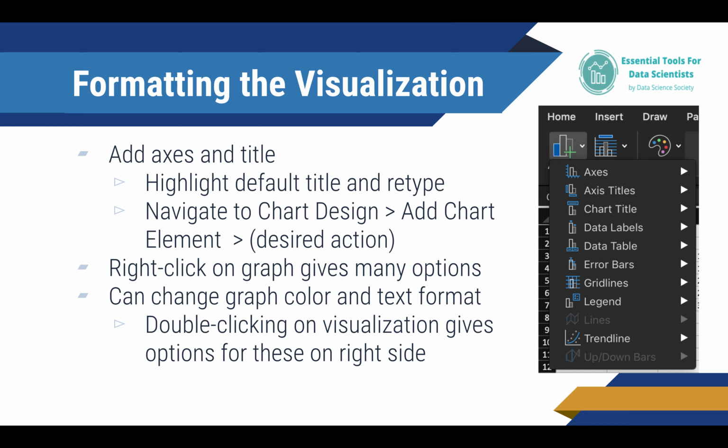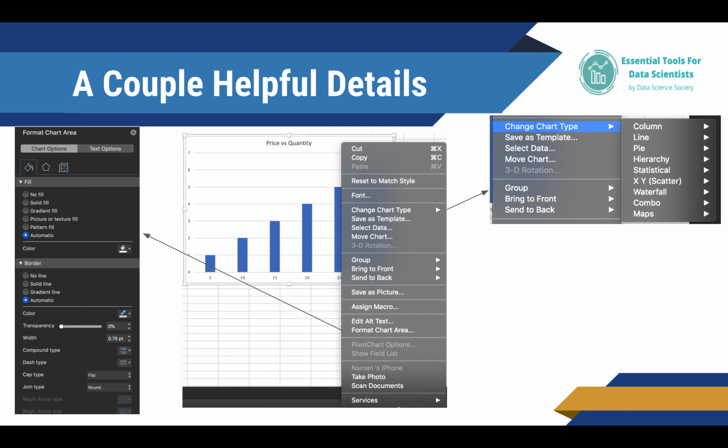Furthermore, right clicking on the graph gives many options itself, and this allows you to change graph color and text format if you double click on it. In fact, if you double click, what you see here on the left will show up, which comes from Format Chart Area if you right click on the picture of the graph. Another useful button is Change Chart Type. So for example, if you have a bar chart and you want to see what it would look like as a pie chart or a line graph, you can use that in order to just get a look at what that would be. So those are just a couple helpful details.